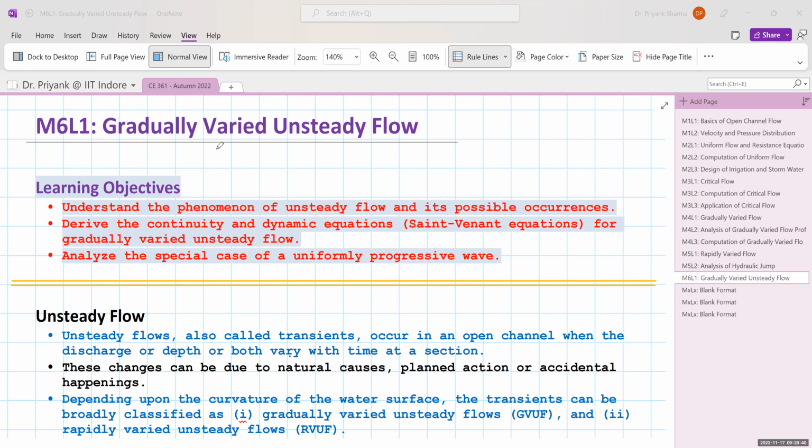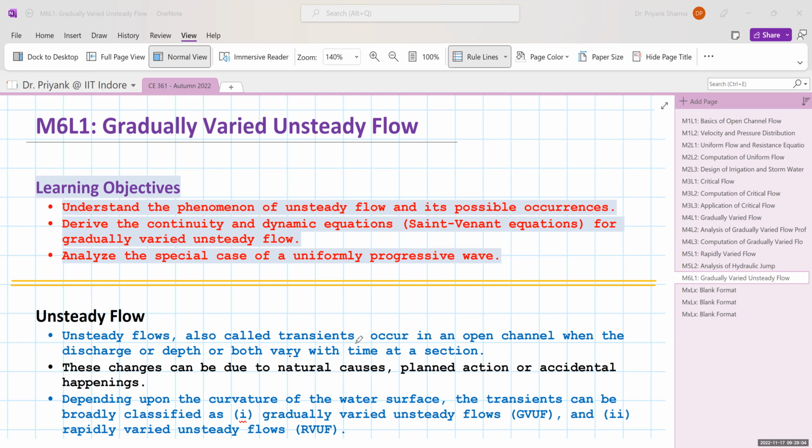To define it, unsteady flow occurs in an open channel when your discharge or depth or both vary with time at a given cross section. Unsteady flows are also called transients. In pipe flow also, the transient phenomenon is very well known to you. That is, water hammer is a transient phenomenon. So unsteady flows are called transients.